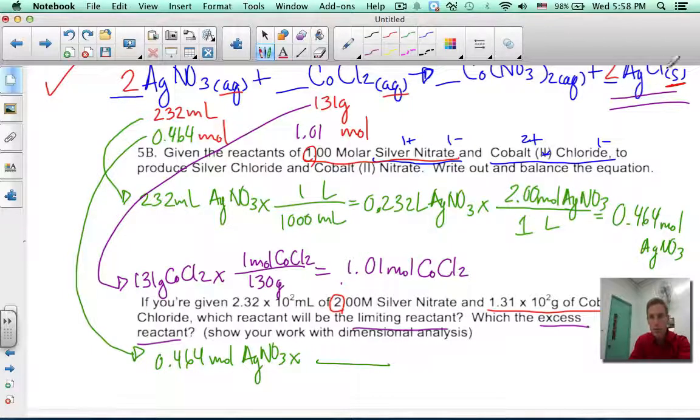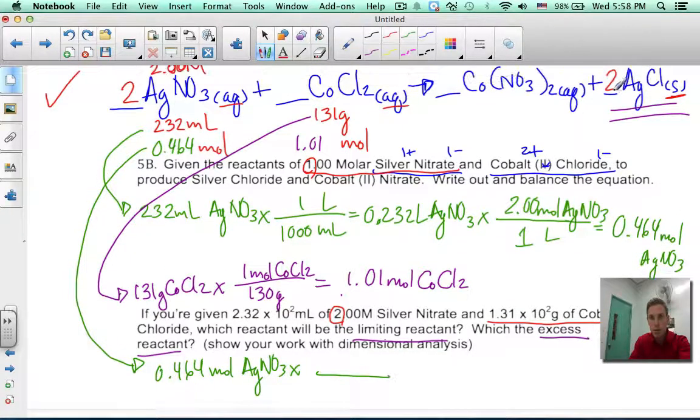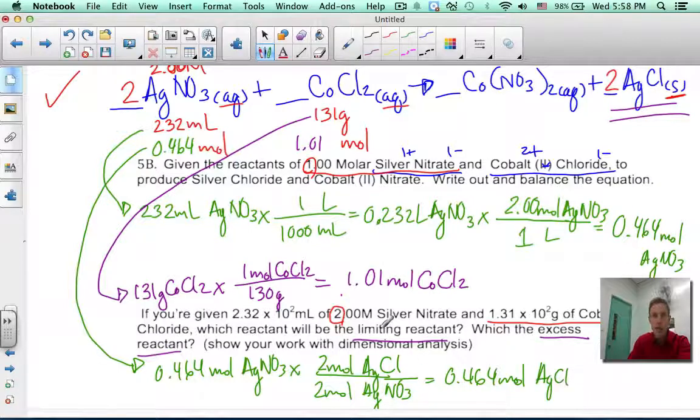convert that into moles of silver chloride. As you can see here, there's 2 moles of silver chloride for every 2 moles of silver nitrate. Super easy. It's the same number. I get 0.464 moles of silver chloride. That could be the amount that I form if I use up all of my silver nitrate.